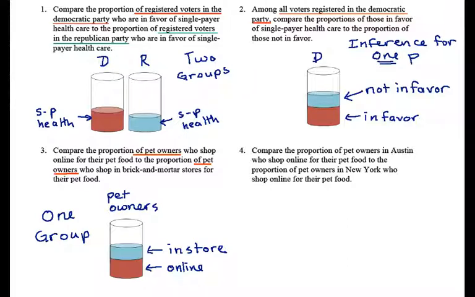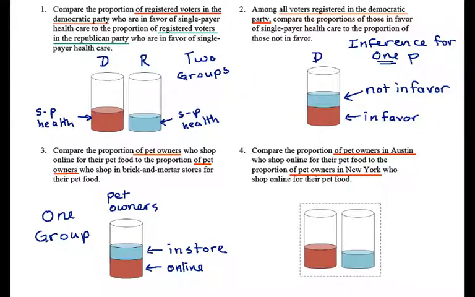Last one, compare the proportion of pet owners in Austin who shop online for their pet food to the proportion of pet owners in New York who shop online for their pet food. We can really see the difference here, right? Two proportions. We've got Austin, ATX, and we've got New York. And both of these are comparing shopping online.